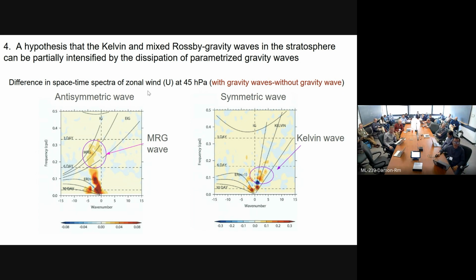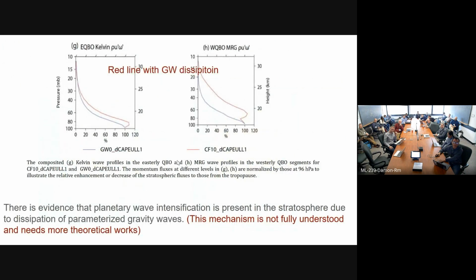And here is the zonal wind at 45 hectopascal, the Wheeler-Kiladis analysis. Here shows the difference. You can see with the gravity wave, the MRG wave and Kelvin wave are much stronger in the stratosphere. And we think it's caused by the gravity wave scheme, the dissipation of the gravity wave. Here's more evidence, because here we separate the background wind as the easterly wind and westerly wind and do the composite analysis in two different periods.